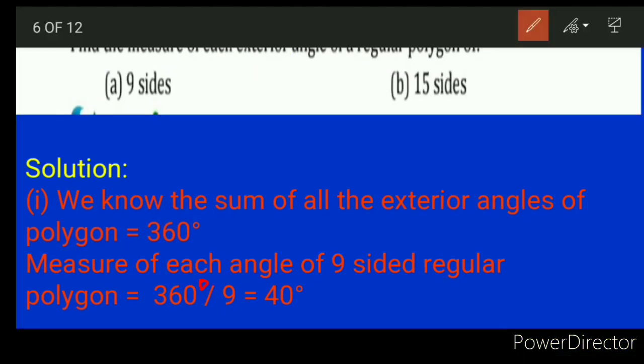Solution. We know that the sum of all the exterior angles of a polygon equals 360 degrees. Measure of each angle of a 9-sided regular polygon: in a regular polygon all the angle measures are equal. So 360 degrees by 9 is equal to 40 degrees. The same method you should do. The second one is homework for you. 15-sided polygon, how many angles? 15 angles are there. You should find each exterior angle measure.